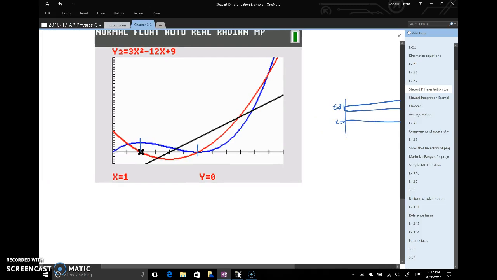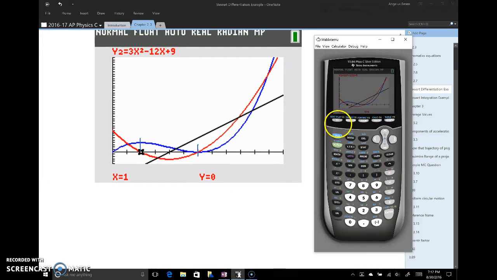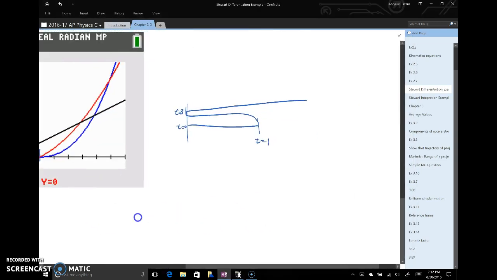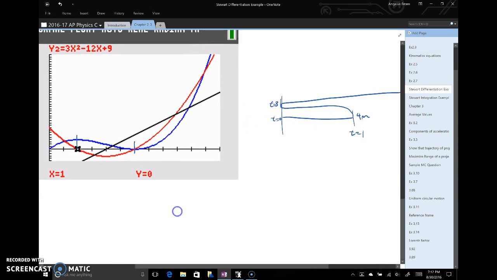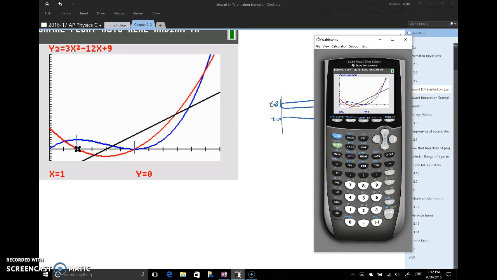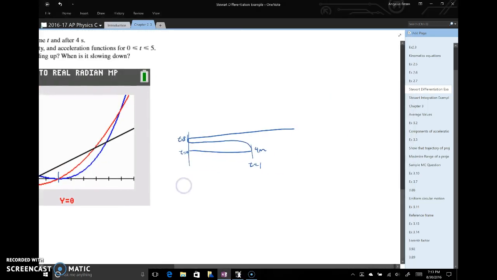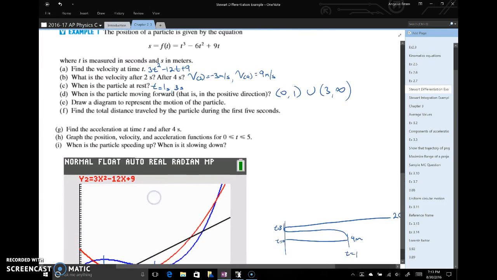And then it moves onward from that. So what we can do is use the trace function to figure out where the particle was at each of these places. So at 1, let's switch back to the position function. The particle was at 4 meters. So this is 4 meters out. Then we go back to 0 meters. And then at 5 seconds, we're at 20 meters. 20 meters out here. So that means that the particle traveled 4 meters.